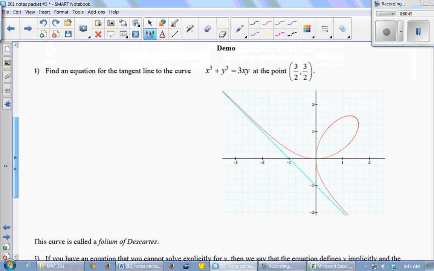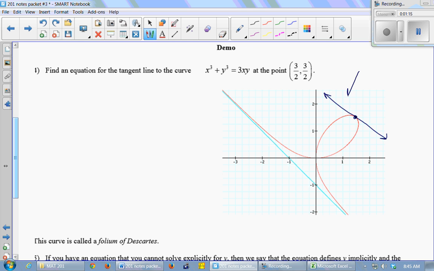Okay, so let's start with our demo on implicit differentiation. I want to find an equation for the tangent line to the curve x cubed plus y cubed equals 3xy at the point 3/2, 3/2. So I've graphed the curve here. This is called the Folium of Descartes, a famous curve. The point 3/2, 3/2 is right here. So I want to find the equation of the line tangent to the curve at that point.